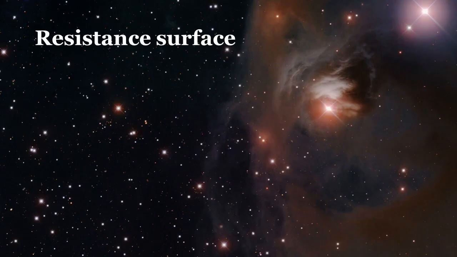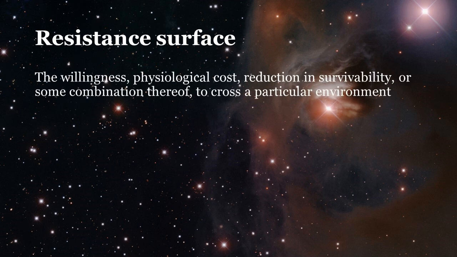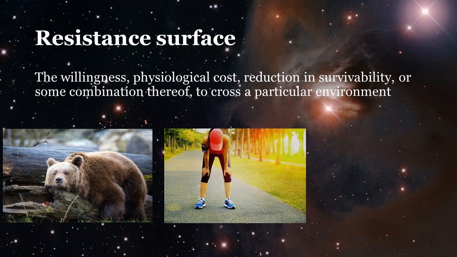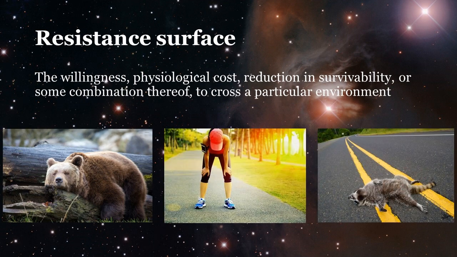Resistant surfaces can be defined several different ways. A resistant surface may represent the willingness, the physiological cost, reduction in survivability, or some combination of these different aspects of an animal to cross a particular environment. In other words, the resistant surface represents the cost of an animal moving across the landscape.